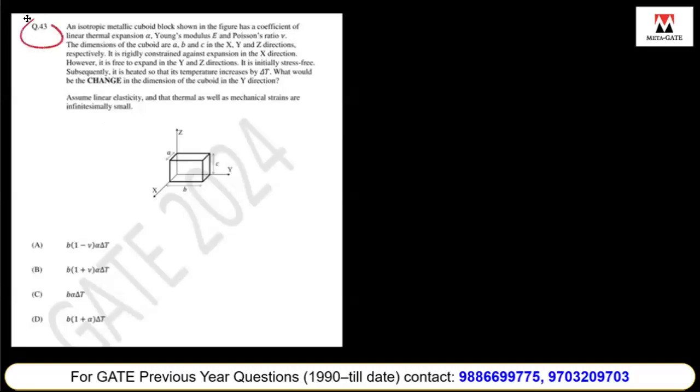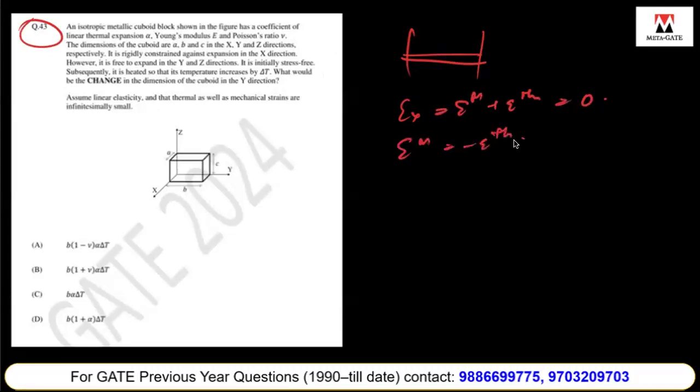This is a very important question. Conceptually, it is a very good question. Many of them have not explained this. Given the block is rigidly constrained against expansion in the X direction, heating it won't cause any expansion in the X direction. So epsilon x equals epsilon mechanical plus epsilon thermal, which is equal to 0. We know epsilon mechanical is equal to minus epsilon thermal, which is minus alpha delta T, because it is minus delta L by L in the X direction.